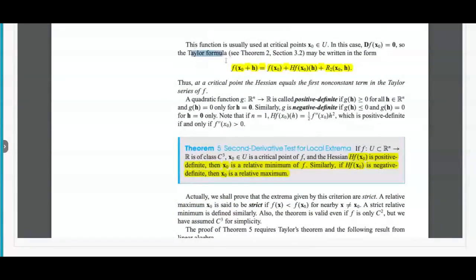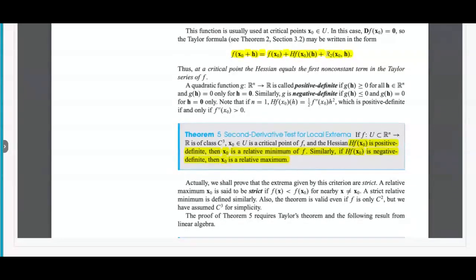So Taylor's formula may be written this way with the Hessian. This is the second order of Taylor's theorem. Because the second derivative part can be written as a Hessian, this is simplified. This just means the tail, and this can be ignored when we do approximation.